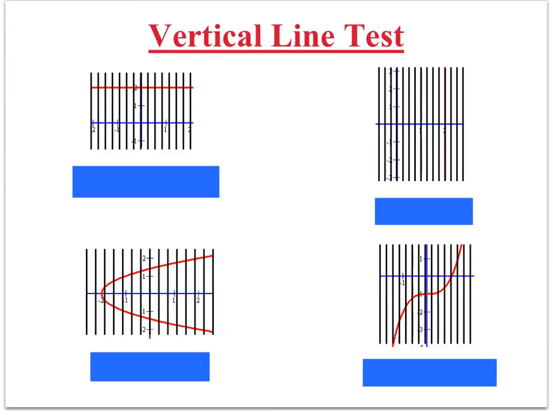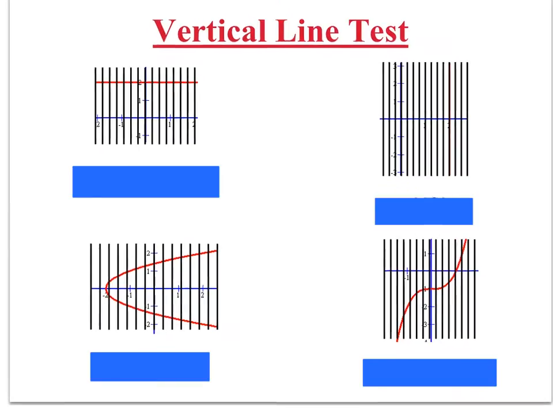Alright, so we're trying out the vertical line test with different graphs. You can see right here that my graph is a horizontal line. It's the red line right there. I draw several vertical lines. It only hits the vertical lines once.